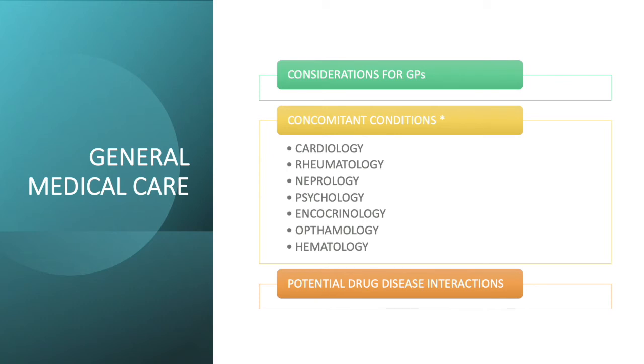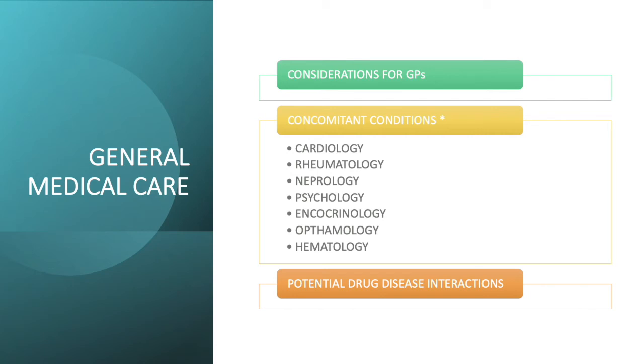So we then move on to general medical care, because of course GSD5 and 7 does not exist in a vacuum, and over the course of one's lifetime, individuals often do develop other conditions. So we explore how GSD5 and 7 may impact those conditions, or how those conditions might impact GSD5 and 7. So we begin with considerations for general practitioners.